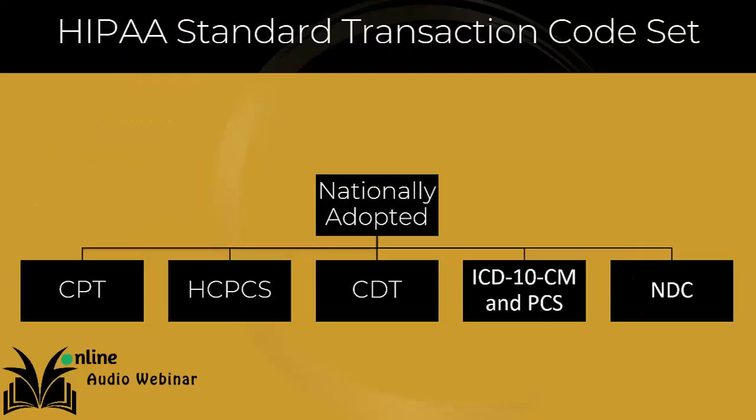When the standard transaction code set was adopted, they adopted only a few areas of coding. They adopted CPT, or Current Procedural Terminology; HCPCS, which is the Healthcare Common Procedure Coding System; CDT, or Current Dental Terminology; ICD-10-CM and PCS, which have since been adopted since its rollout in 2015, whereas originally it was ICD-9; and NDC, which is the National Drug Code, which you would utilize in pharmacy services.